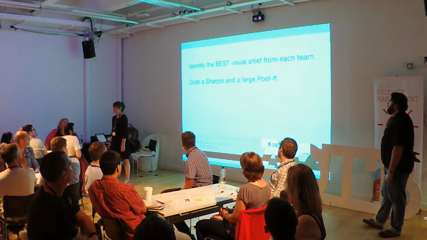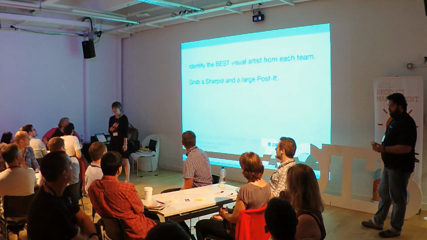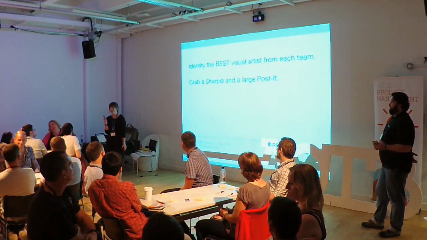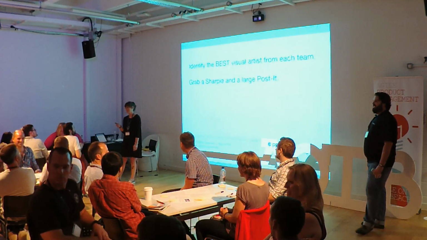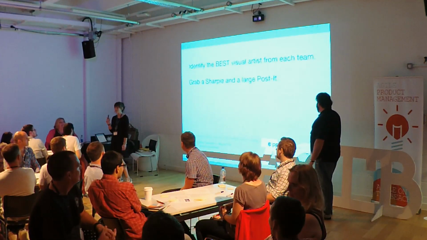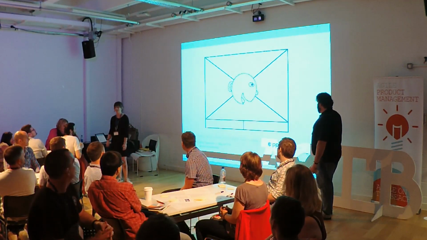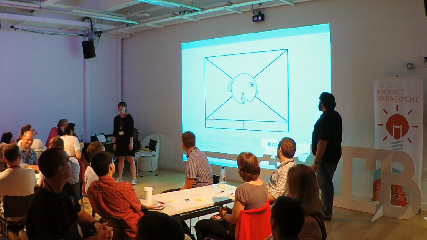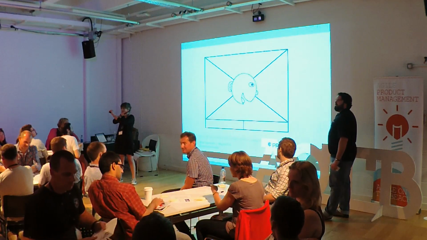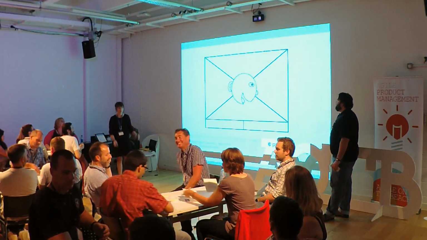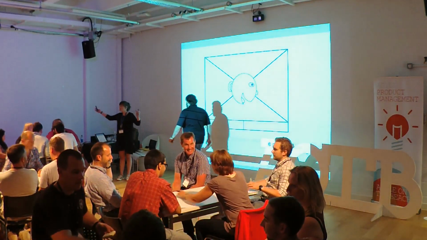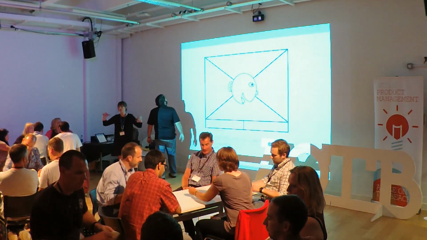So identify the best visual artist at your table. Again, not a life or death decision. If it's ugly, you don't have to show it to anyone. But one person needs to draw this on your sheet of paper. So it's a head in the middle, right? And then basically like this with a little strip at the bottom. If you can't see it, pop up, yep, on the big piece of paper in the middle of your table.